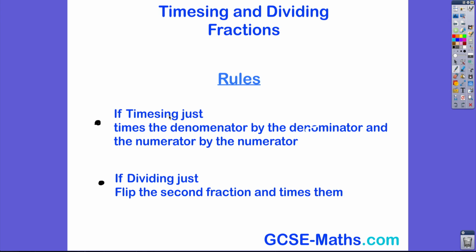So if you're timesing, just times the denominators by the denominator and times the numerator by the numerator. And it sounds quite complicated, but it is very easy. I'll show you in a minute. And if you're dividing, just flip the second fraction and times them, so you do what you had before. So I'll show you what I mean by both of these.